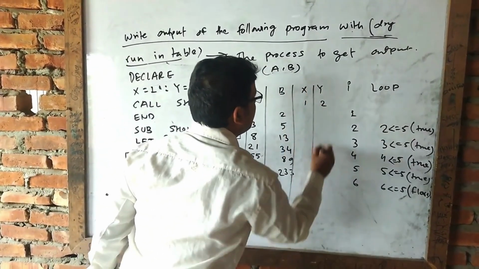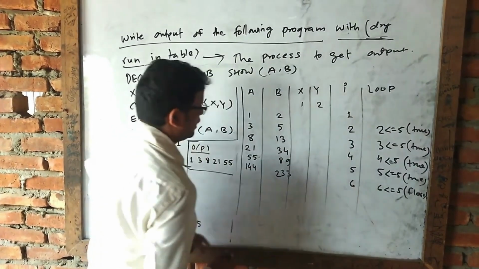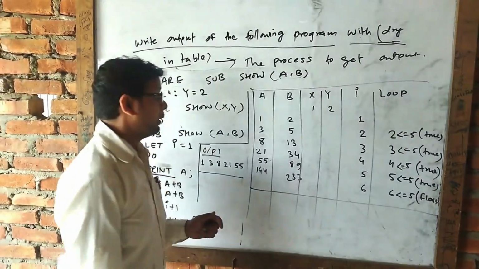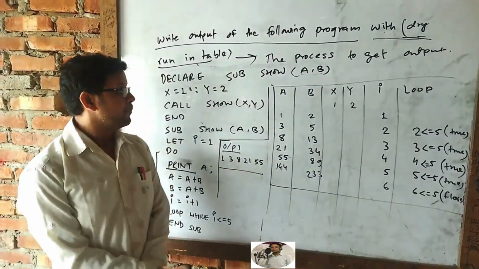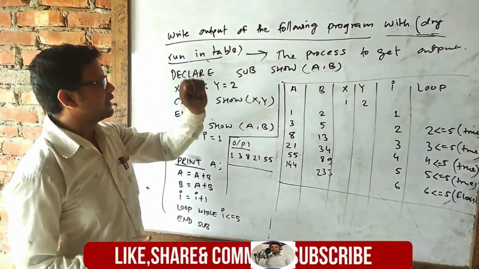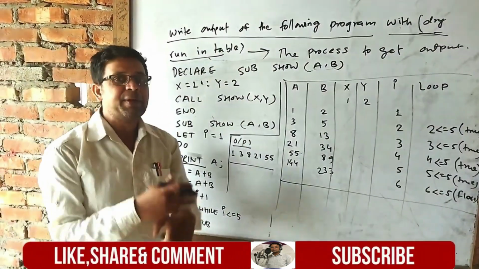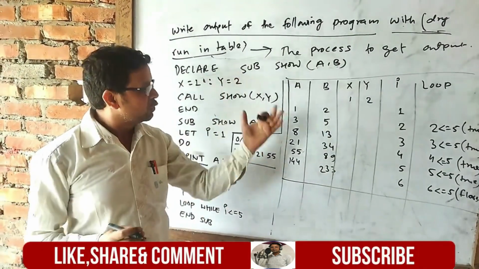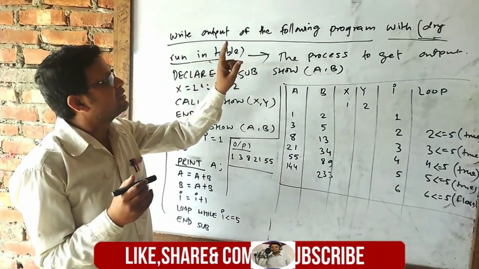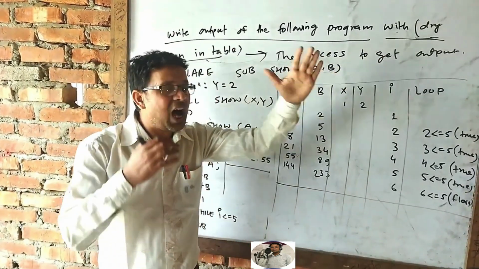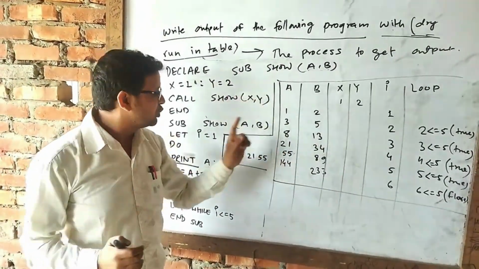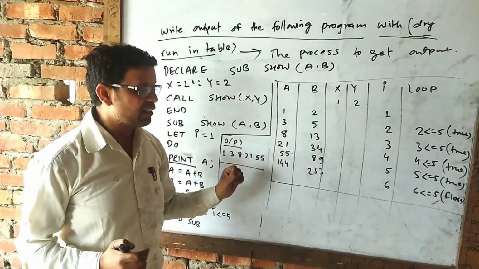So it is called a dry run table. I hope you have understood what I did here. So students, this is the dry running table. By this method you can do any program. Any program you can understand, because a dry running table means the process to get the output. How you get the output, if you describe that process in a table, with the values at each condition, that is a dry run table.